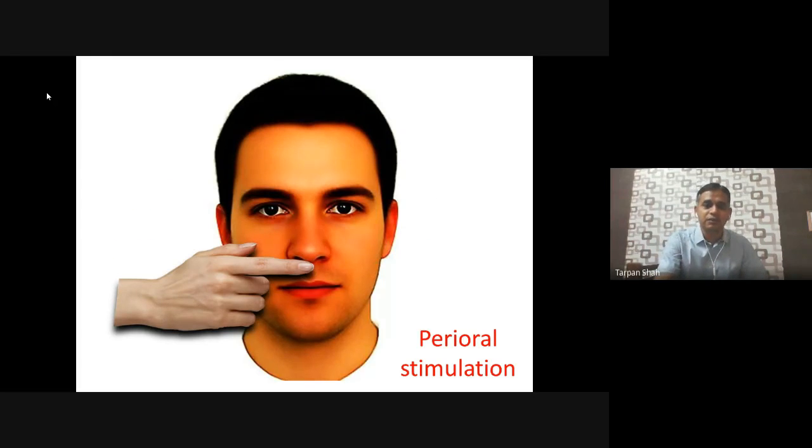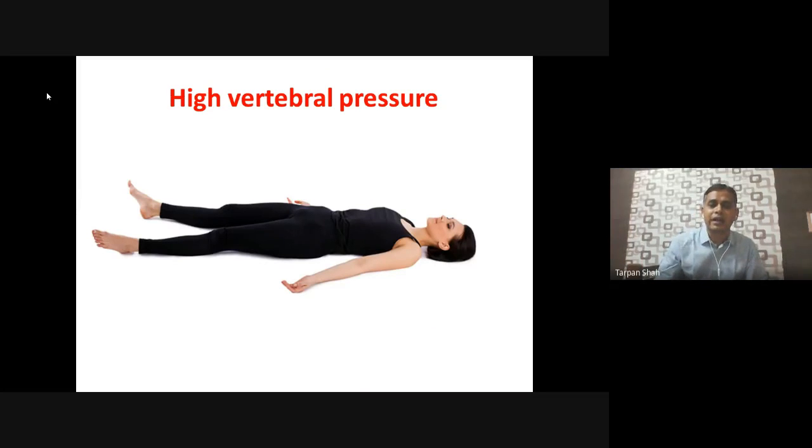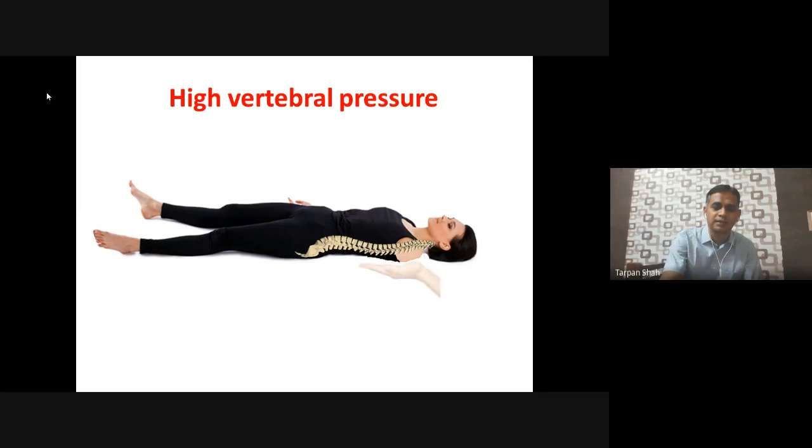This is how we give the perioral stimulation. This is how we give the high vertebral pressure. The patient is in supine lying position. Assuming this is the spine of the patient, you need to place your hand, just have a look at the image, on the upper thorax and provide the high vertebral pressure to the upper thoracic spine. So with this animated image you can understand how these techniques can be performed.